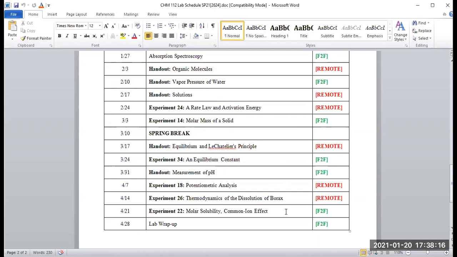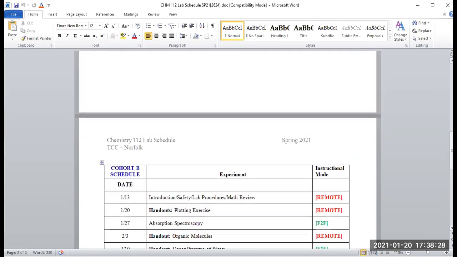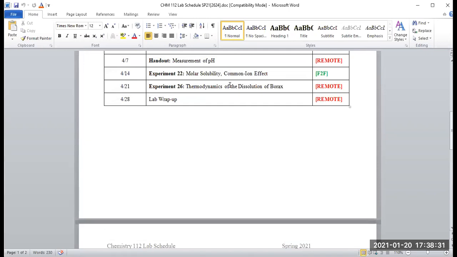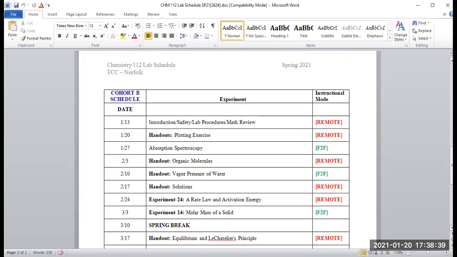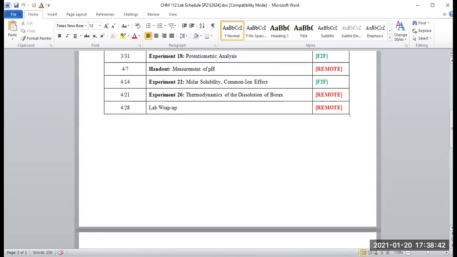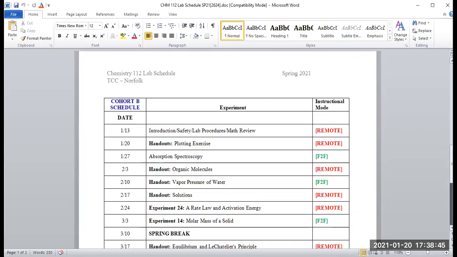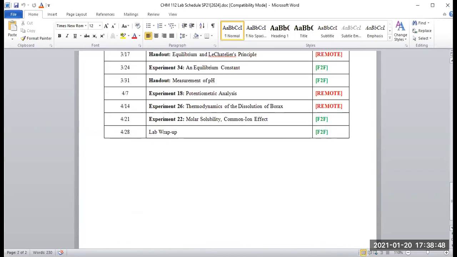There is one wobble that may occur at the very end here. The people I have as B group, because back up here on the A group, the last one is listed as thermodynamics of borax on the 21st. I may actually, since that's a remote one, bump that one and have everybody do it together on Zoom on the 28th.